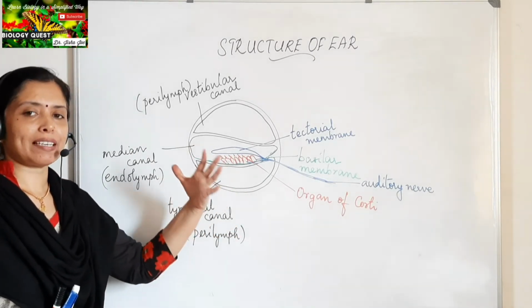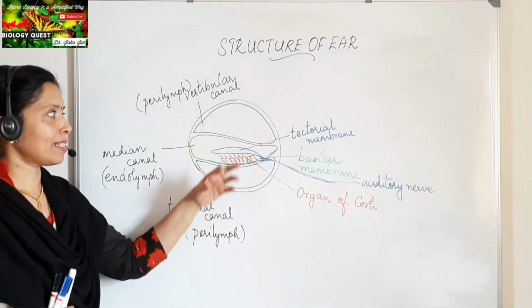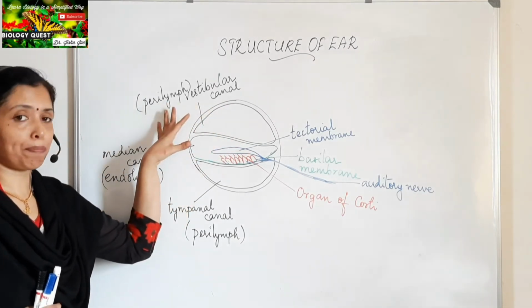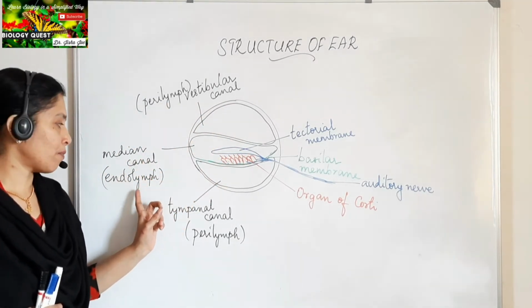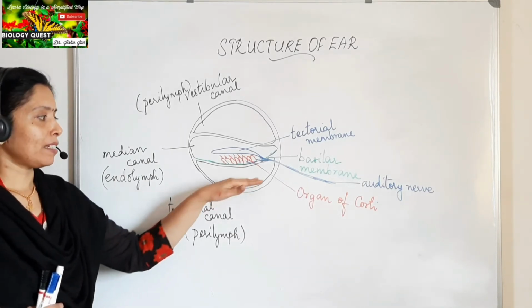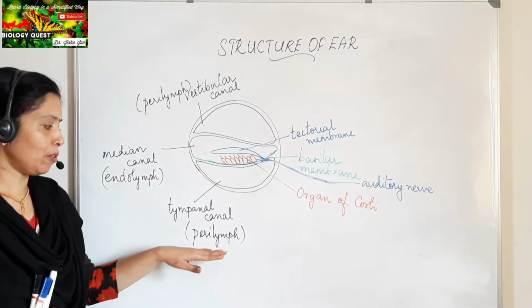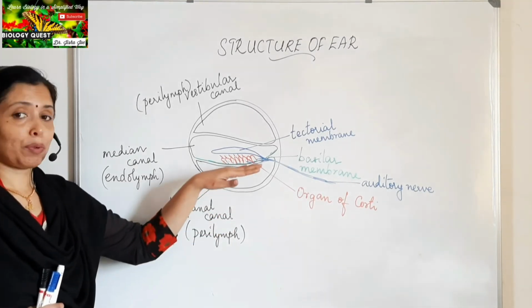Internally, the cochlea is divided into three canals. The upper canal is the vestibular canal, which is filled with a fluid called perilymph. The middle canal is the median canal, which is filled with the fluid called endolymph. And the lower canal is the tympanal canal, which is filled with perilymph again. Okay, and then what did we study?